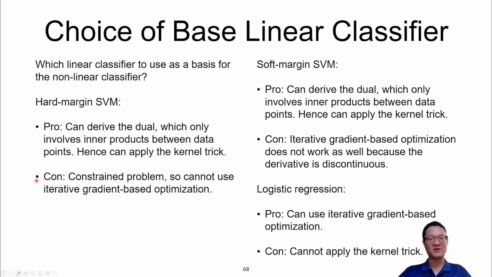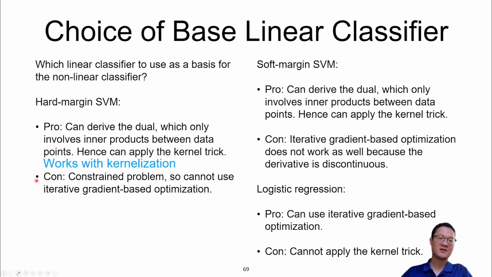For soft margin SVM, we can also derive the dual, and it also involves only the inner products between the data points. So the kernel trick can be applied here as well. However, the con is that iterative gradient-based methods may not work so well because the derivative of the hinge loss is discontinuous. The third option is logistic regression. The pro is that we can use iterative gradient-based methods for optimizing the loss function. However, we cannot apply the kernel trick.